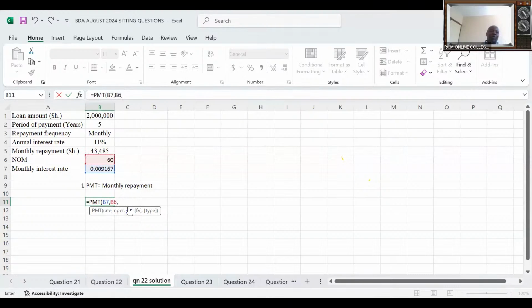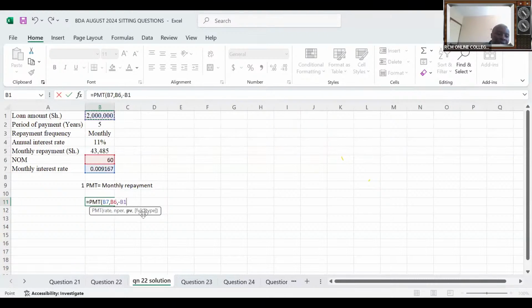The present value, ladies and gentlemen, is this 2 million, the loan that I'm going to receive today. But now remember, this 2 million, I'm supposed to capture it as an outflow because the bank is giving out. The 2 million, this is the catch word. The 2 million is supposed to always be captured as an outflow. So you come and say minus this 2 million here.